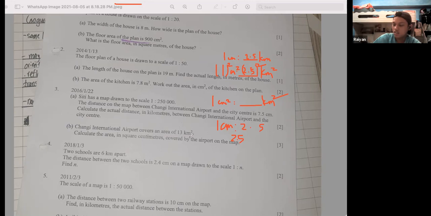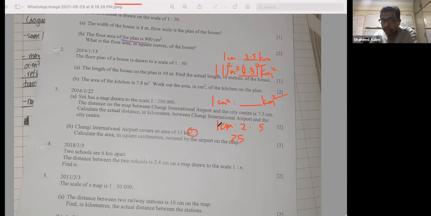But this one now got square, you know, mister. So you must make it 1 cm square. You must find out what's the answer for this one. 2.5 times 2.5. That means you still don't get it. Okay, I show you now.